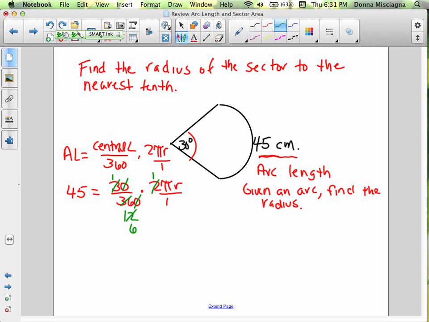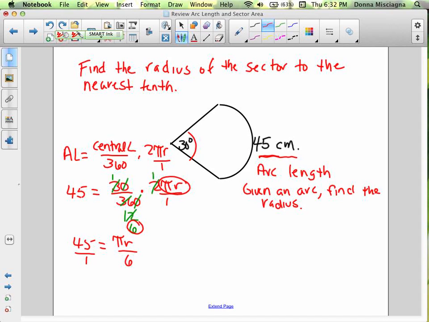So you see, this is just like when you were solving for arc length, except our unknown isn't over here, it's over here. But just like before, let's simplify it. Let's multiply what we have in the numerator, what we have in the denominator, and let's see what we have. So we have 45 equals, in the numerator, we have pi times r. In the denominator, we have a 6.